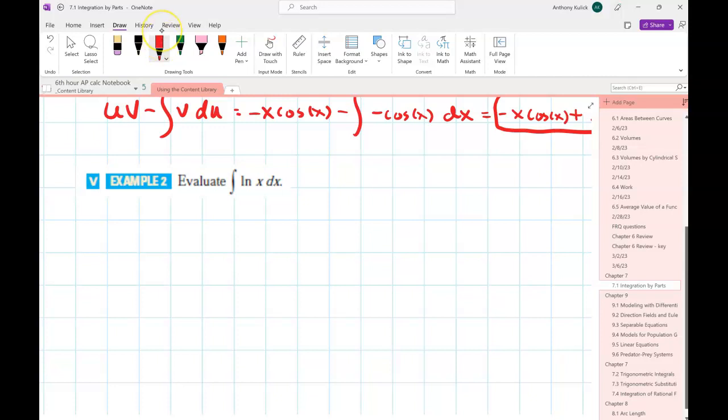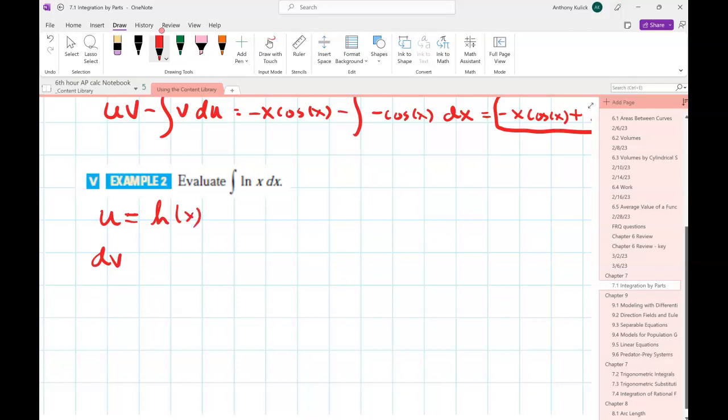Let's try this one. Do we have an anti-differentiation rule for natural log? Nope, I don't know one either. So what are we going to do? By parts. So what's my u going to be? ln x, right?